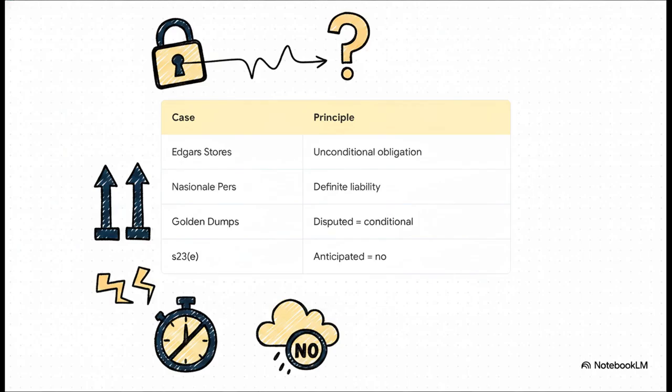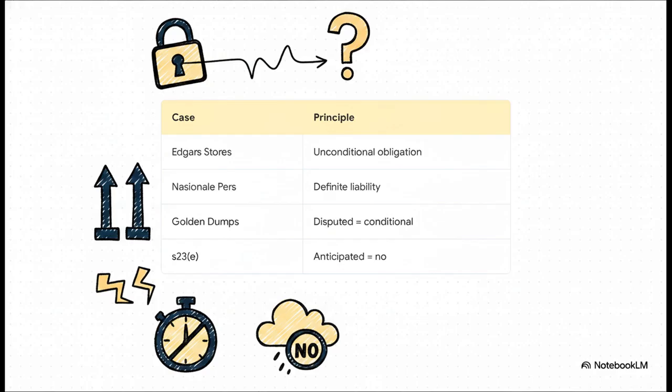Let's look at the specific case law that defines this unconditional legal liability. Edgar Storrs confirms the absolute need for that unconditional obligation. Nationale Pairs shows us that without a definite liability, nothing is incurred. But the real heavy hitter here is Golden Dumps. Golden Dumps dictates that if you genuinely dispute a claim or an invoice, your liability immediately becomes conditional. And because it's conditional, it completely destroys the actually incurred requirement for that specific year of assessment.